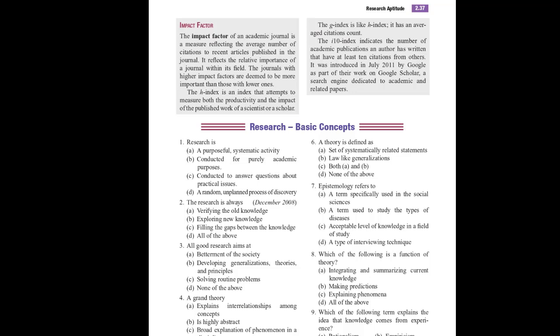The H-index is an index that attempts to measure both the productivity and the impact of the published work of a scientist or a scholar. The G-index is like the H-index. It has an averaged citations count. The I-10 index indicates the number of academic publications an author has written that have at least 10 citations from others. It was introduced in July 2011 by Google as part of their work on Google Scholar, a search engine dedicated to academic and related papers.